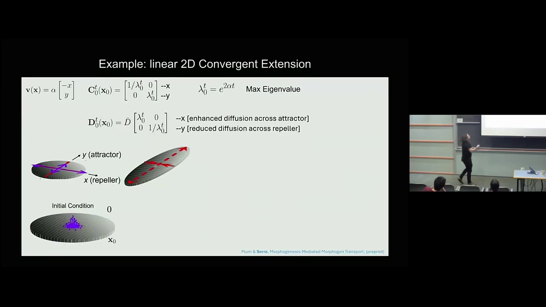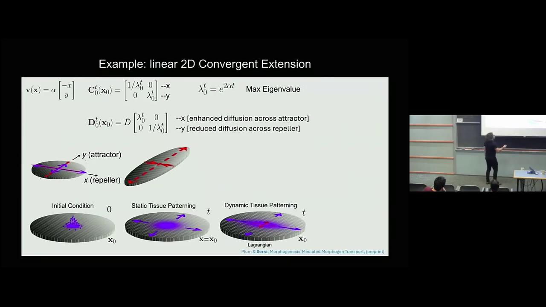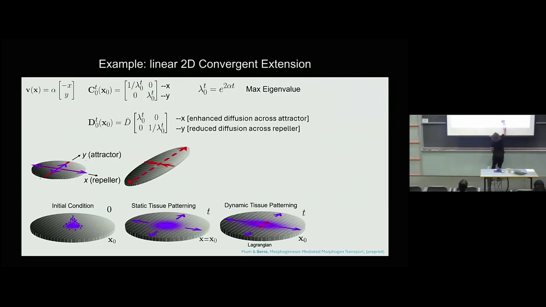You can basically visualize this. You can start with an initial condition. If you turn off motion, alpha, then this will just isotropically spread. But if you turn on alpha, you see that the diffusion of these ligands will be dominant across the attractor and reduced across the repeller. Okay, so they will basically inherit the deformation. And again, this is just the Lagrangian coordinate. So these are patches of cells at their initial condition.